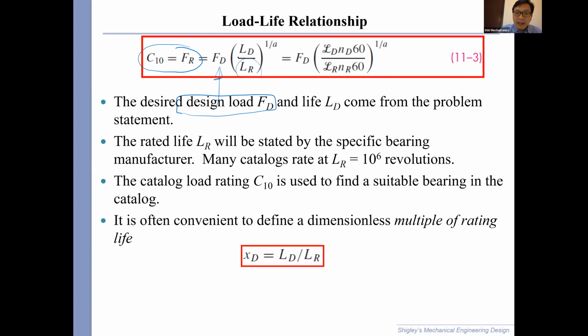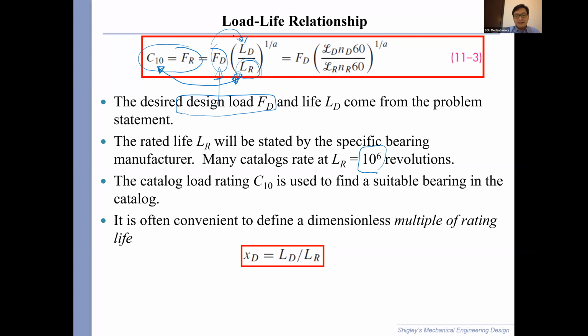LR is the rated life, and most of the time we're just going to use 10 to the 6, 1 million cycles, as the rated life, because that's what the C10 corresponds to. Okay, you see my arrows. So C10 is LR or FR. That's why we put the subscript FR. So with a load of C10, it survives LR. With a load of FD, what is LD?